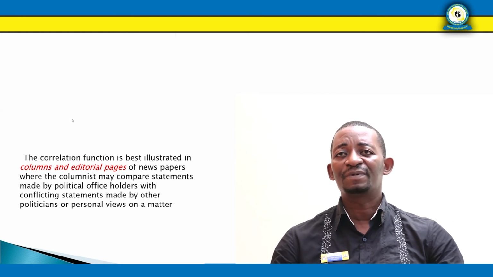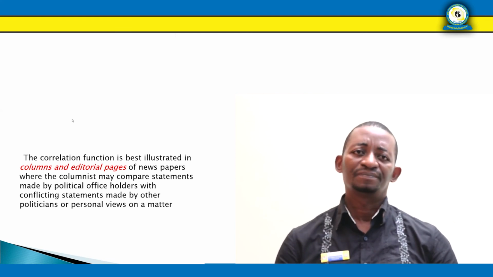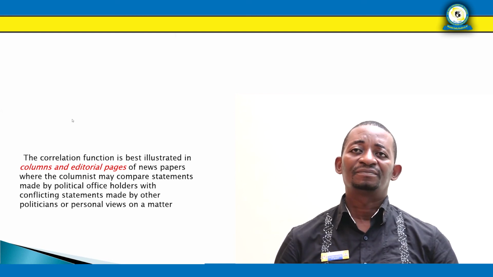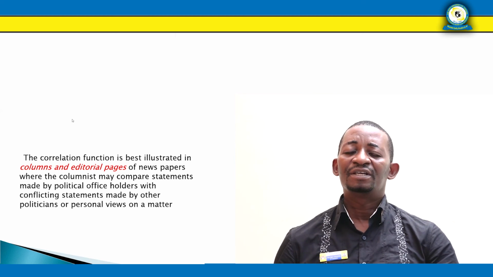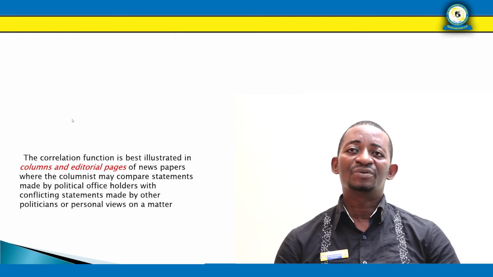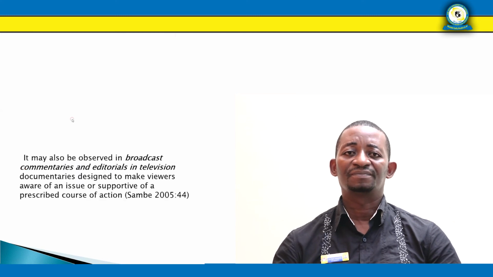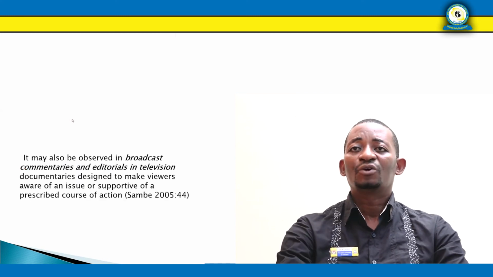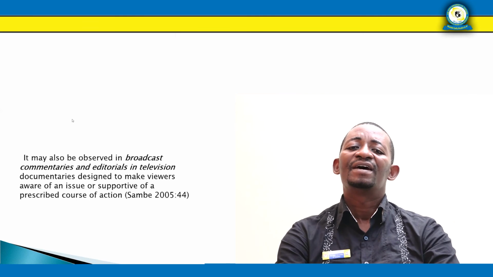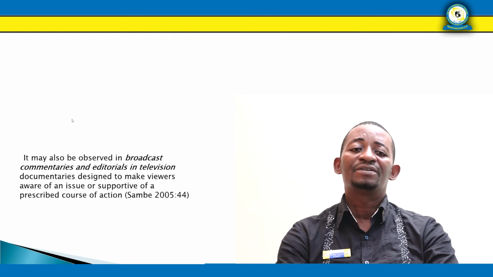Editorial page, for example, for a newspaper, giving their own stance on a particular sensitive issue. But we also have different pages just spared in order for the general public to give their own views with regard to a certain sensitive issue. That is the correlation function of the mass communication. It may also be observed in the broadcast commentaries, for example, and editorials in television, documentaries designed to make viewers aware of an issue, supportive of a prescribed course of action.